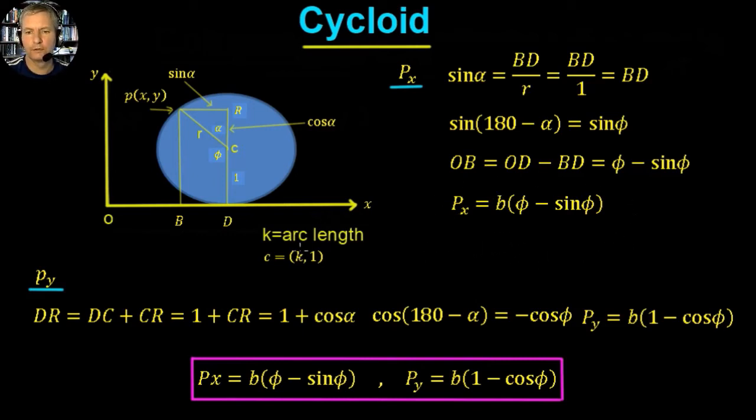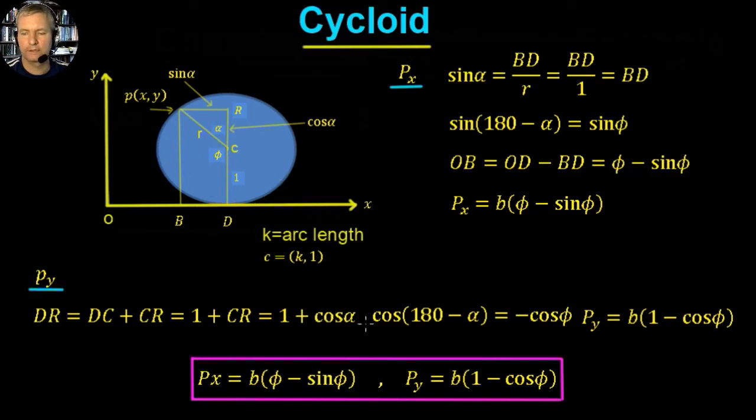So let's move on, we'll look at the P of y. So the vertical height given by P of y is this height here, which is just going to be our DC plus our CR. Now we know our DC is just the radius of the circle, which is 1, and we know that our CR is just cos of the angle alpha. Remember, we want it in terms of this angle phi, because this angle phi is the one that maps out the actual arc length.